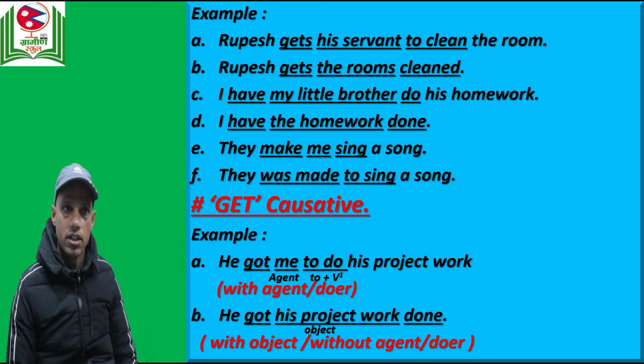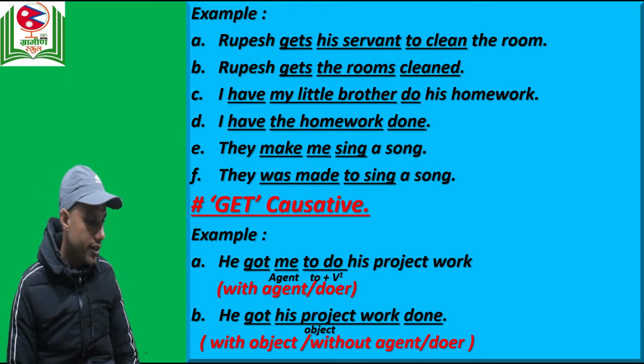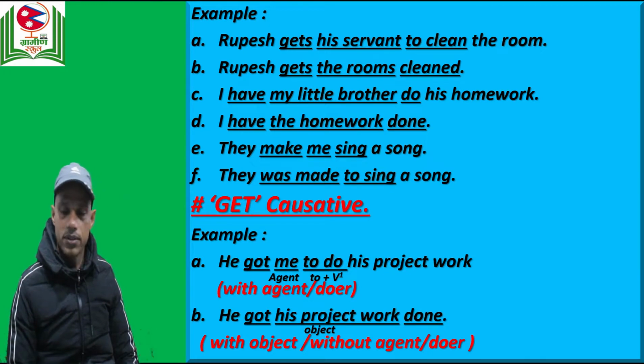And sometimes we may not mention the agent or doer whenever we are using causative verbs. Either you can mention it or you can omit it. Now we will thoroughly go through the different types of causative verbs.